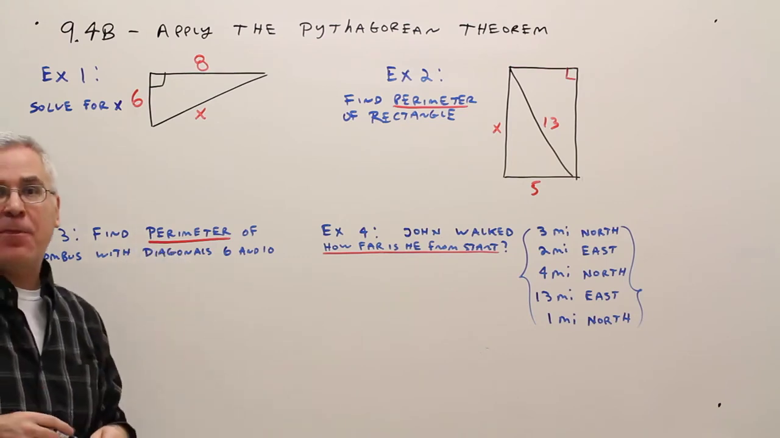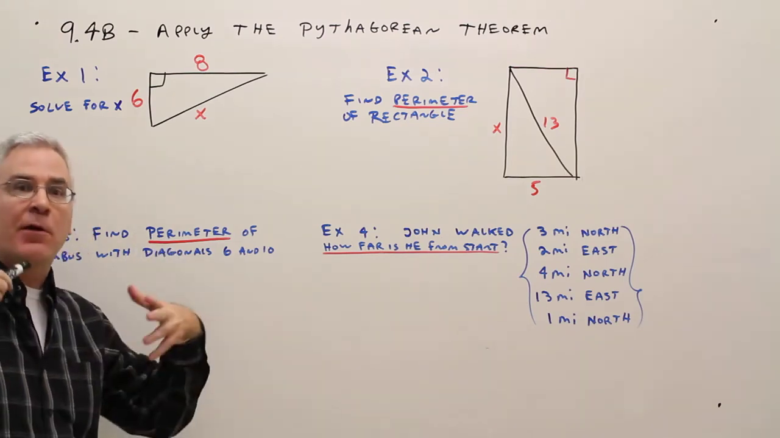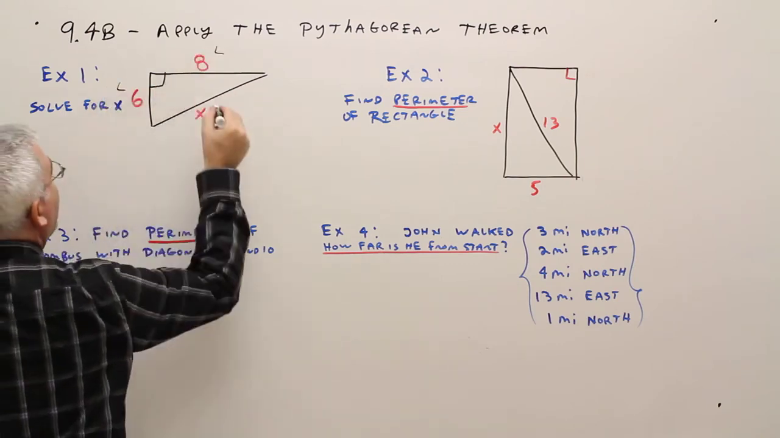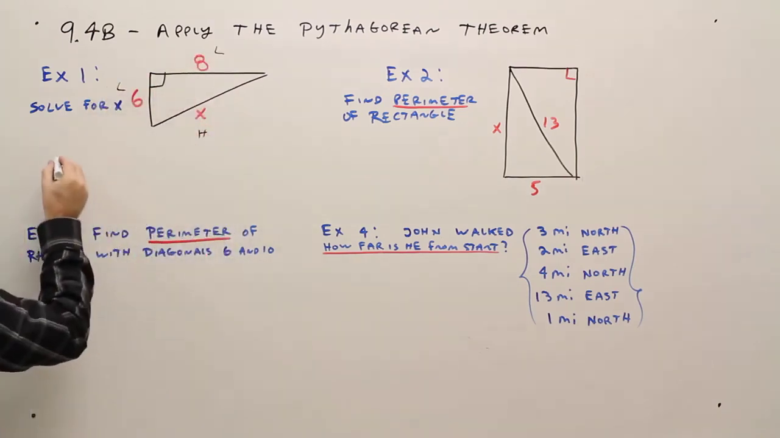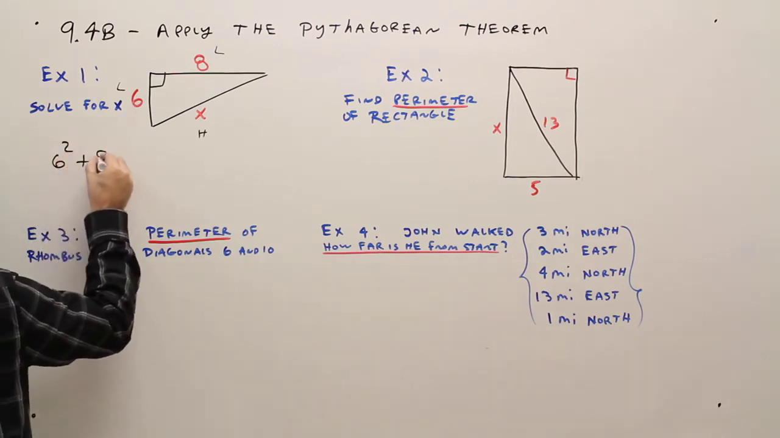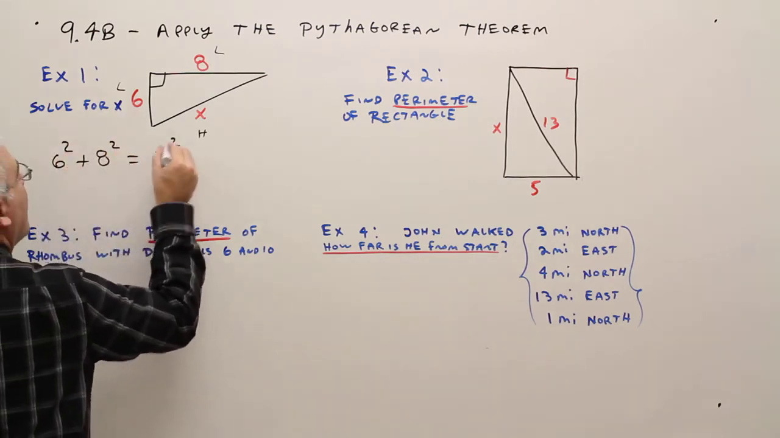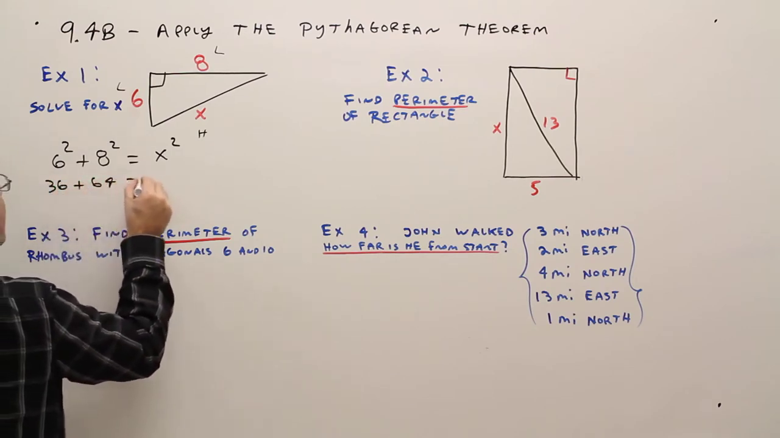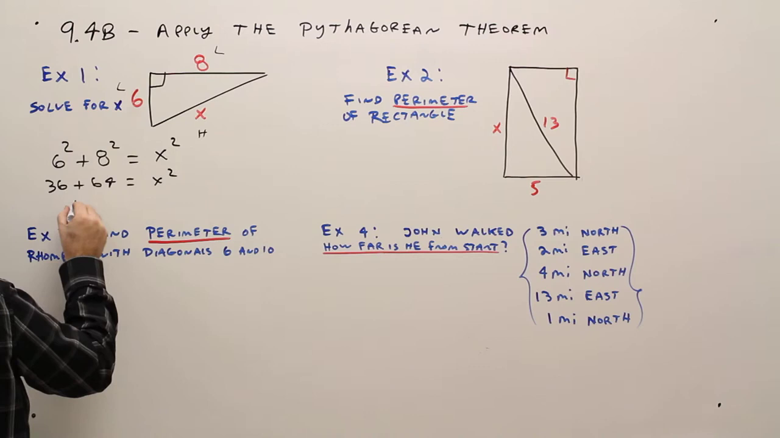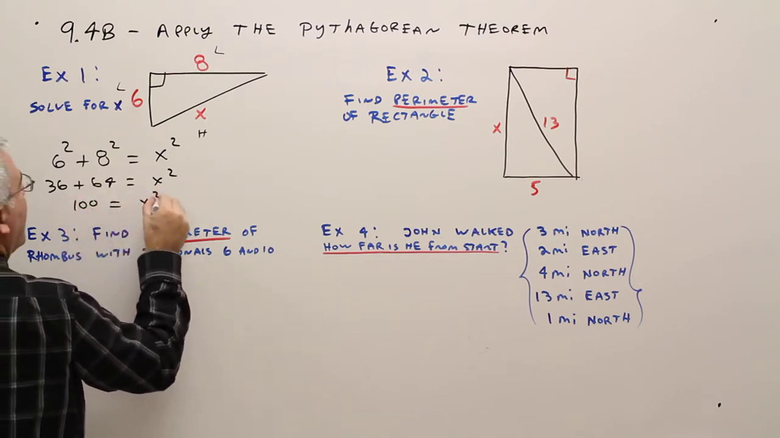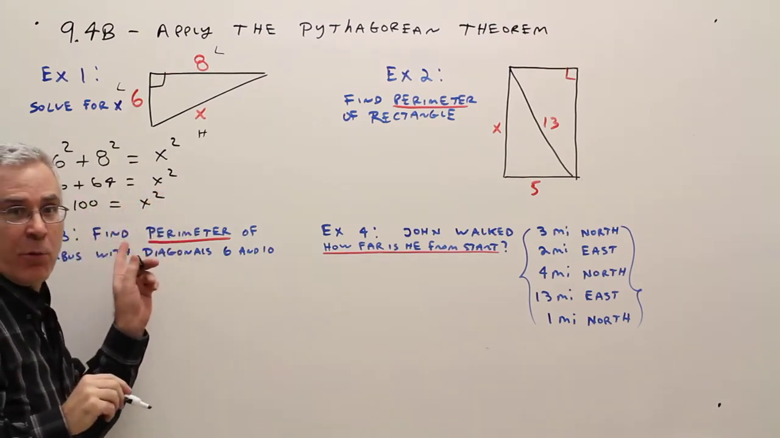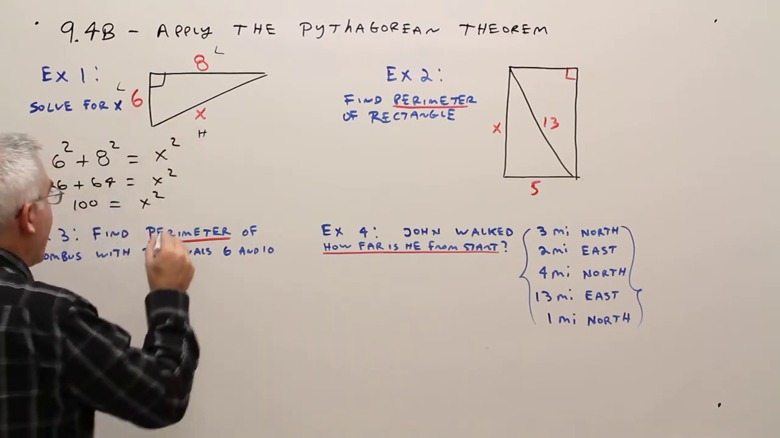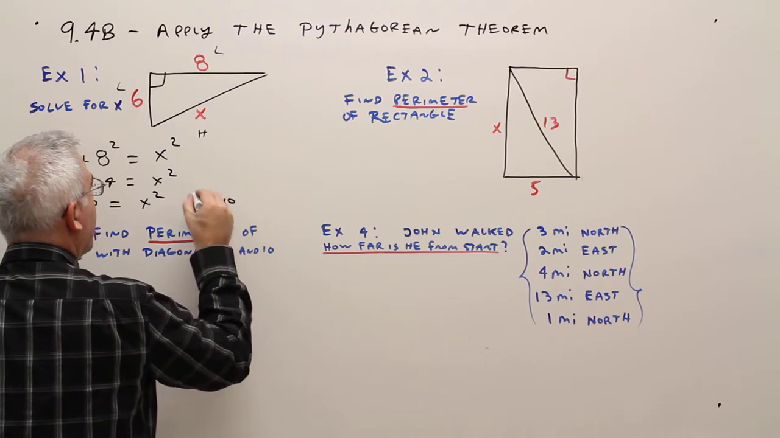For the Pythagorean theorem, I like to say leg squared plus leg squared equals hypotenuse squared. You're a leg, you're a leg, you're a hypotenuse. So 6 squared plus 8 squared equals x squared. 36 plus 64 equals x squared. 100 equals x squared. Take the square root of each side. I won't take the negative because I can't have a negative side length. So x equals 10.